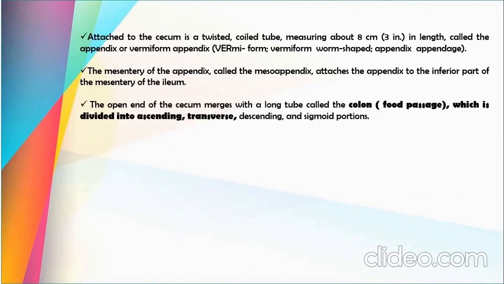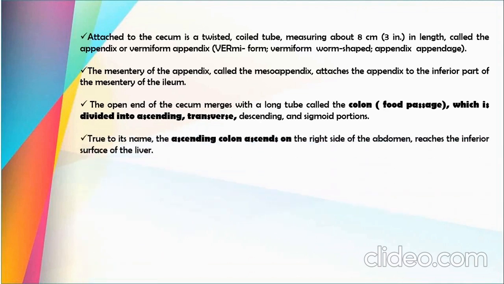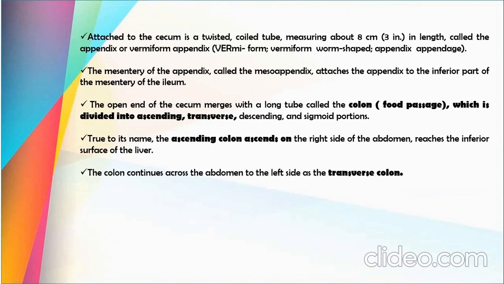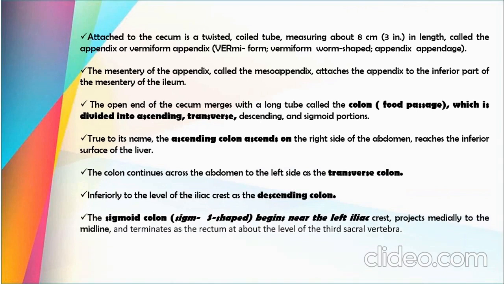colon, which is a food passage divided into the ascending, transverse, descending, and sigmoid portions. True to its name, the ascending colon ascends on the right side of the abdomen and reaches the inferior surface of the liver. The colon continues across the abdomen to the left side as the transverse colon, inferior to the level of the iliac crest as the descending colon, and the sigmoid colon, which begins near the left iliac crest, projects medially to the midline and terminates as the rectum at about the level of the third sacral vertebra.